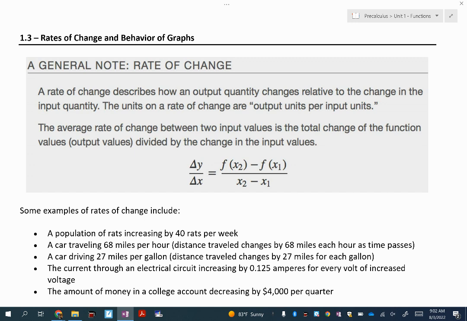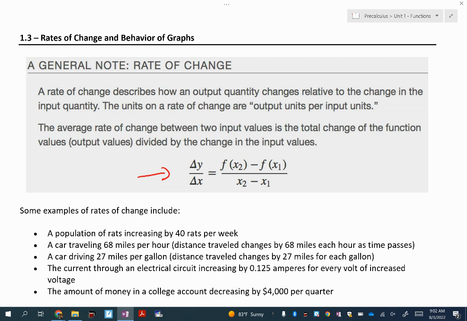So a quick little thing about rates of change. The rate of change that you've been working with for many years in math is slope. That's what you notice when you look at this formula here, delta y over delta x, the change in y over the change in x. But it's not always slope, and we'll talk a little bit about why that connection will happen just naturally. But essentially, for rate of change, it's looking at how an output changes relative to an input.